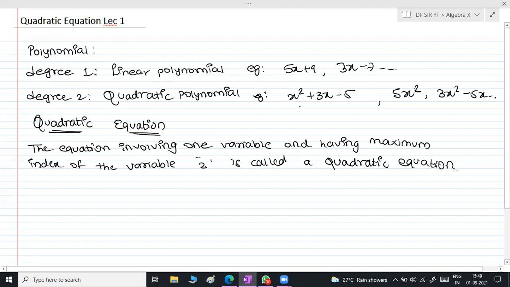Please students, see to it that you are all focusing on the concept and not just running behind the question solving part. That can be done by anyone.